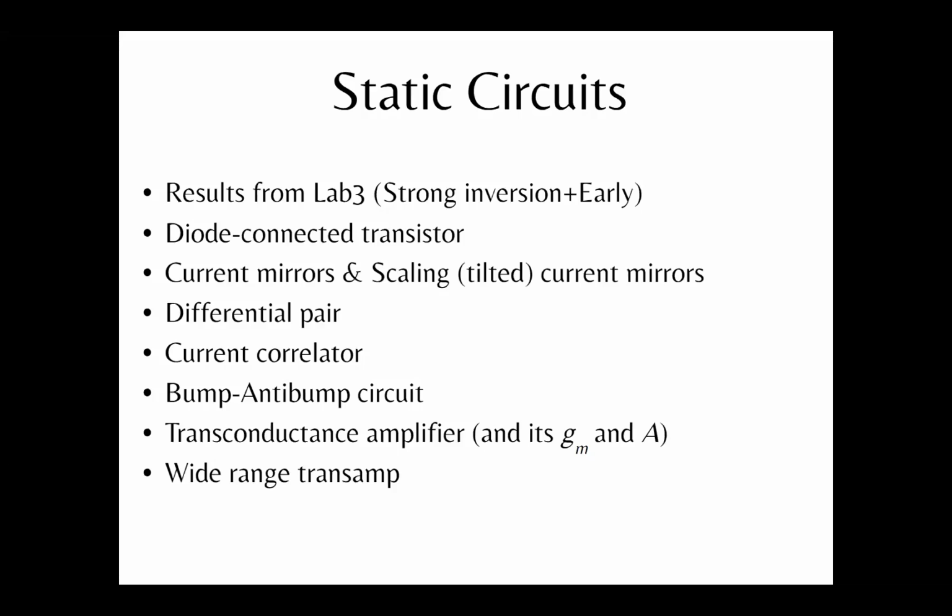And then we go to current mirrors and how you would scale current mirrors. Then we move to the differential pair, current correlator, bump, anti-bump circuit, then to a transconductance amplifier. And we look at transconductance, how you compute transconductance, also the gain of the amplifier itself, which is the A. And then finally, moving on to a wide range transamp.